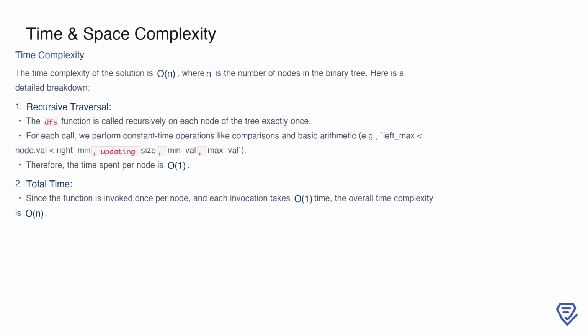Within each recursive call, we perform constant-time operations, such as comparing values and updating variables like the size or the minimum and maximum values within the subtree. These operations have a time complexity of O(1) per node. Since the recursive function is invoked for every node in the tree, and each invocation takes constant time, the overall time complexity scales linearly with the number of nodes, leading to O(n) as the final time complexity.